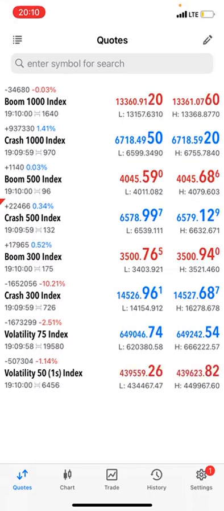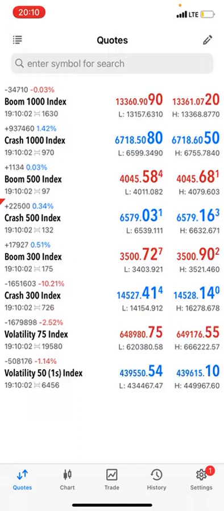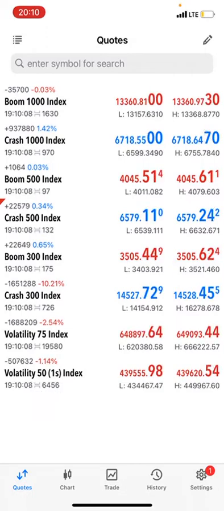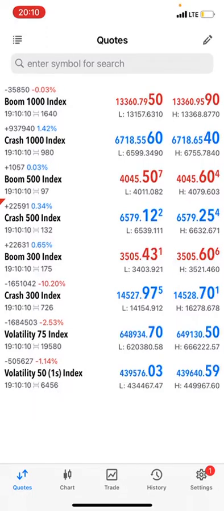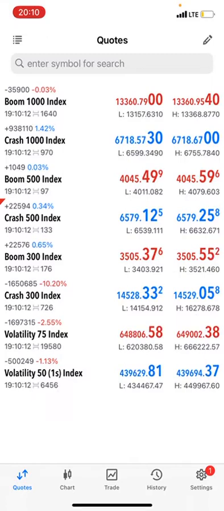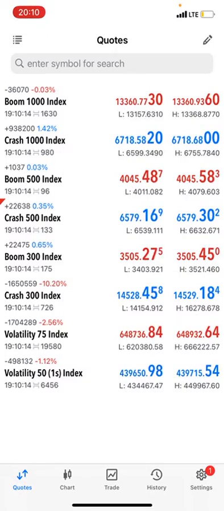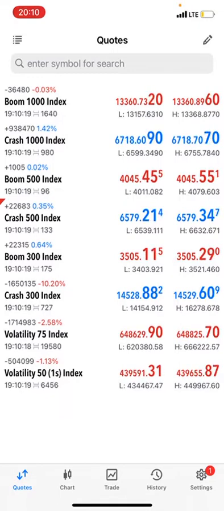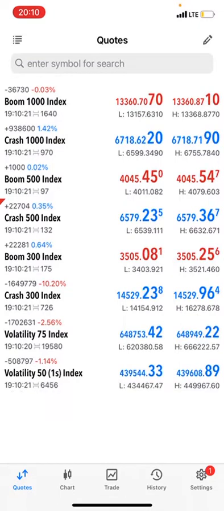What are the qualities for you to define a good broker? A good broker must have a good exchange rate. A good broker must have a good deposit to exchange rate. That's number one. A good broker must be reliable. A good broker must have good customer care services. A good broker must have fast withdrawal services as well.